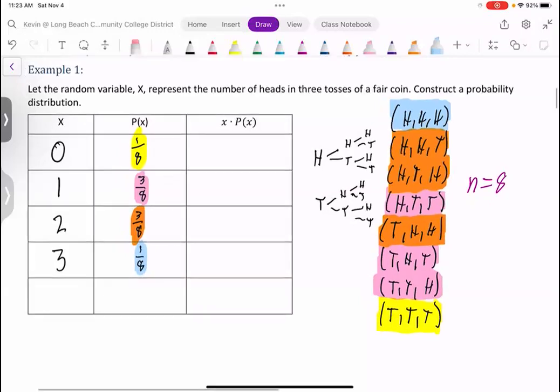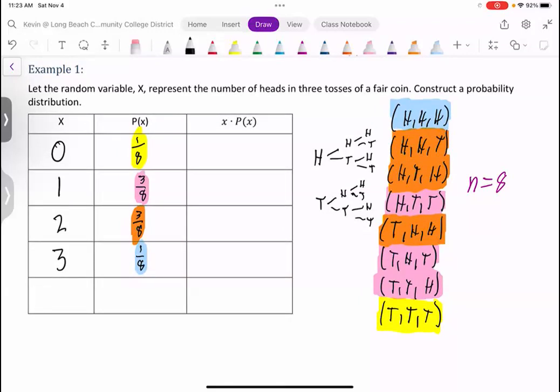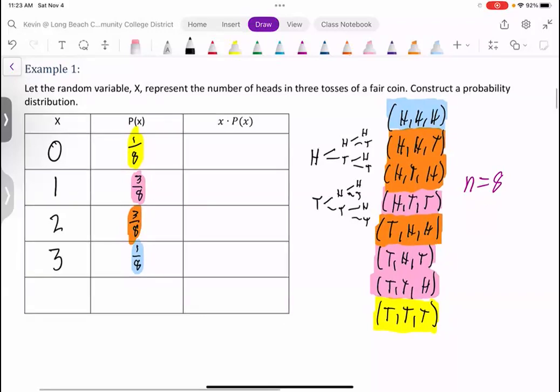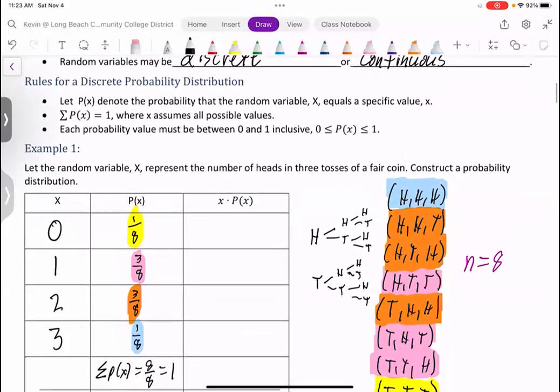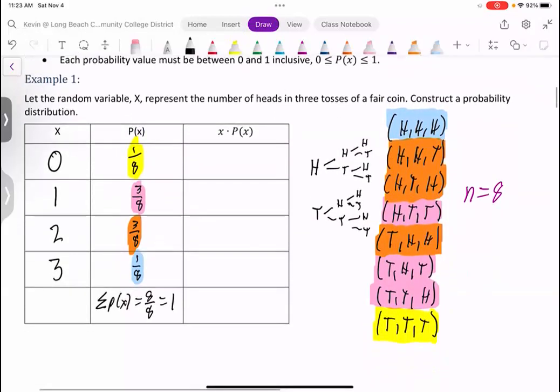And what we can do to verify that we have the entire set here is when I add up my probabilities, you'll notice I get 8 out of 8 heads, or exactly 1, which again was part of the criteria. When I add them up, I should get exactly 1, and I do.